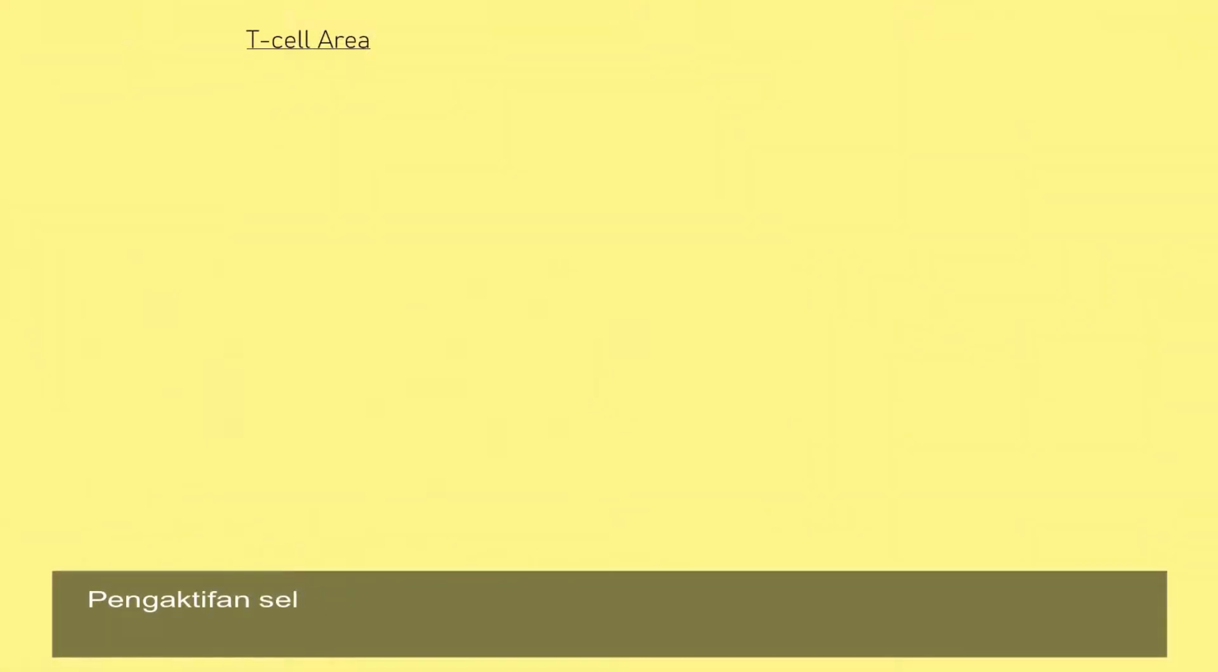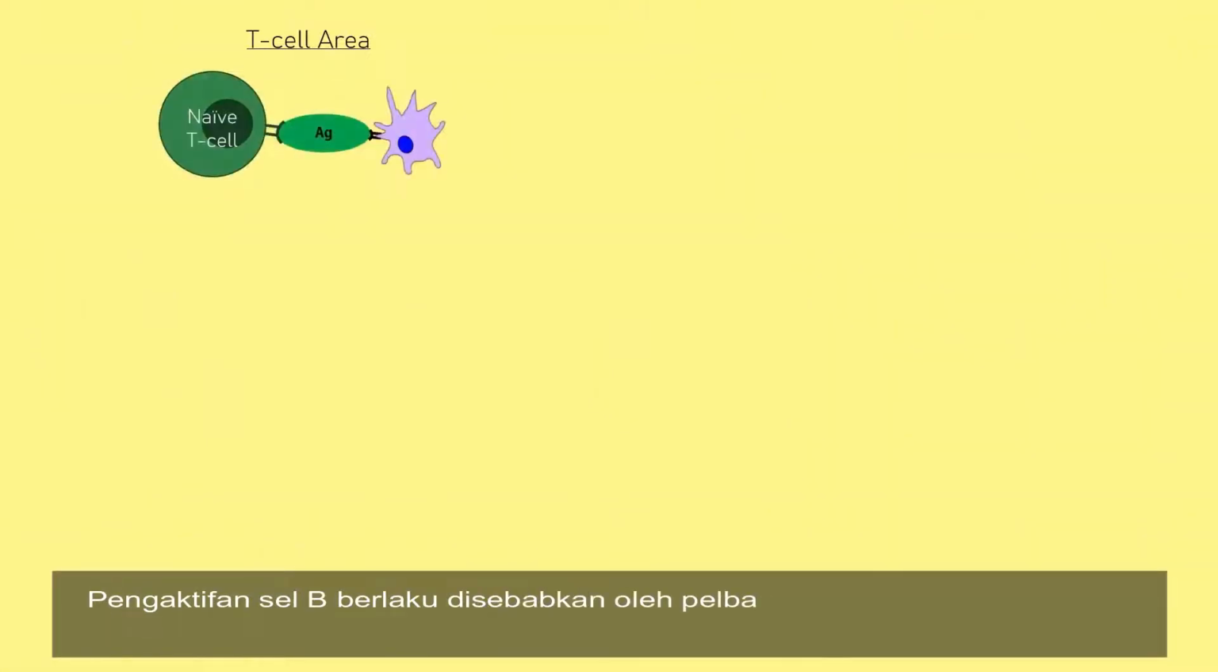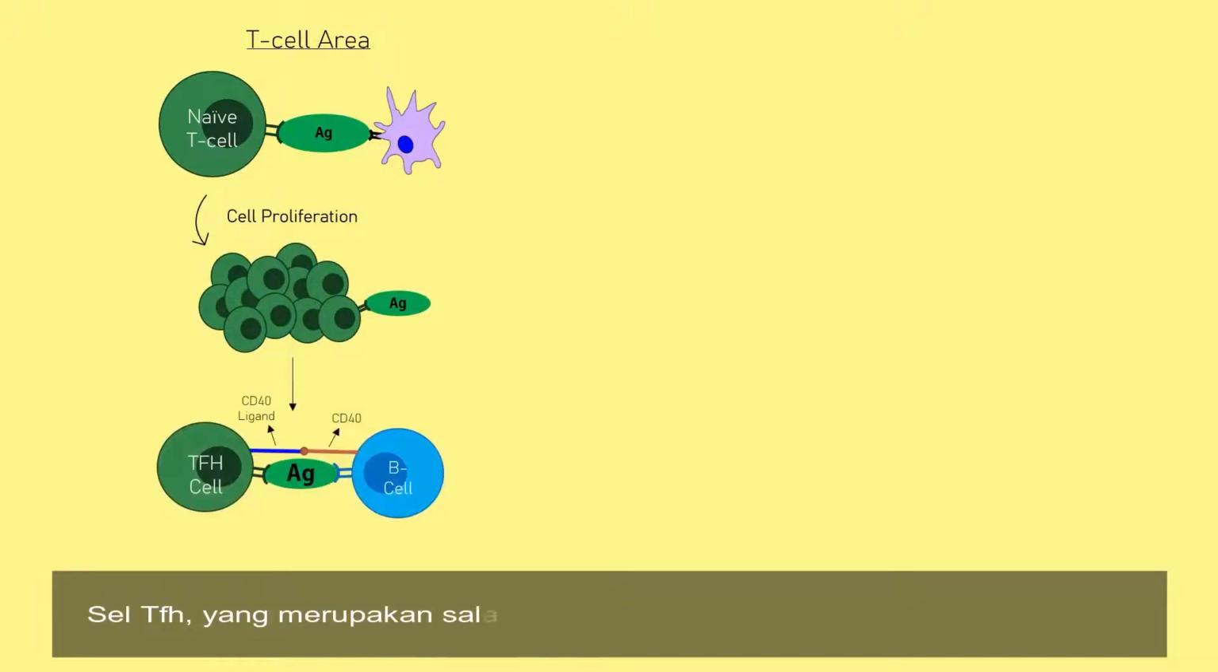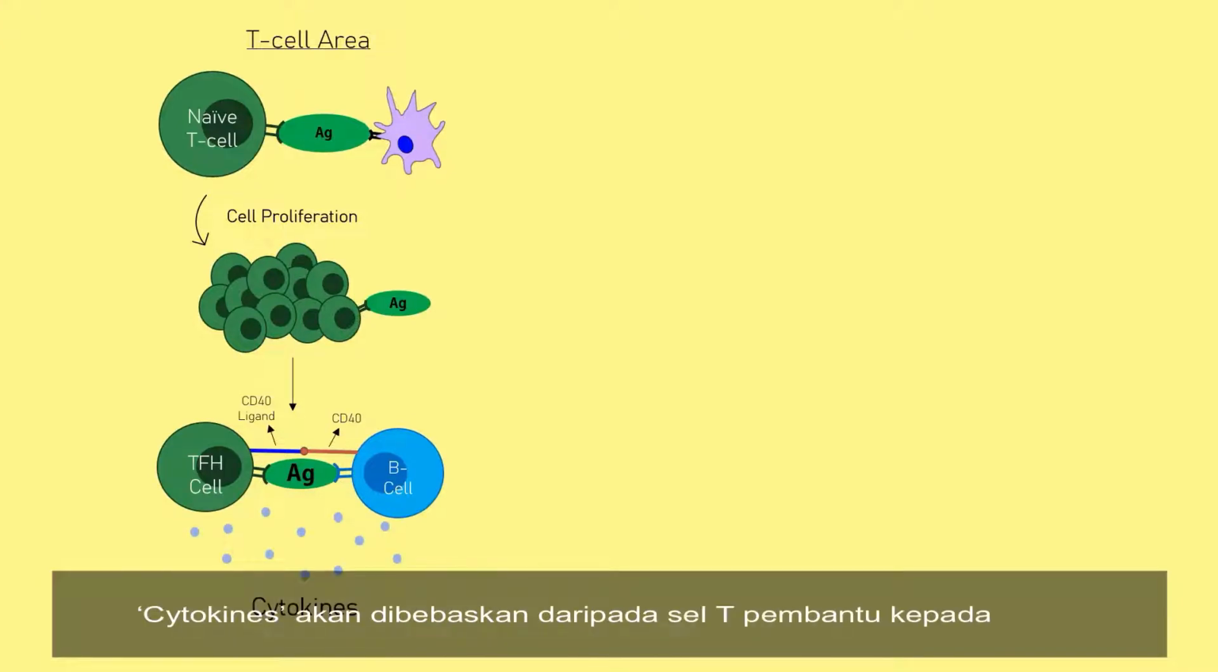As a result, activation of a B cell occurs due to various types of effector T cell that are proliferating in the lymph node. TFH cell, which is one of the effector T cells, will bind with the B cell. This correspondence will cause the production of a CD40 ligand on the T cell. Then it will bind to the CD40 of a B cell. Cytokines will be released from the helper T cell to the B cell.